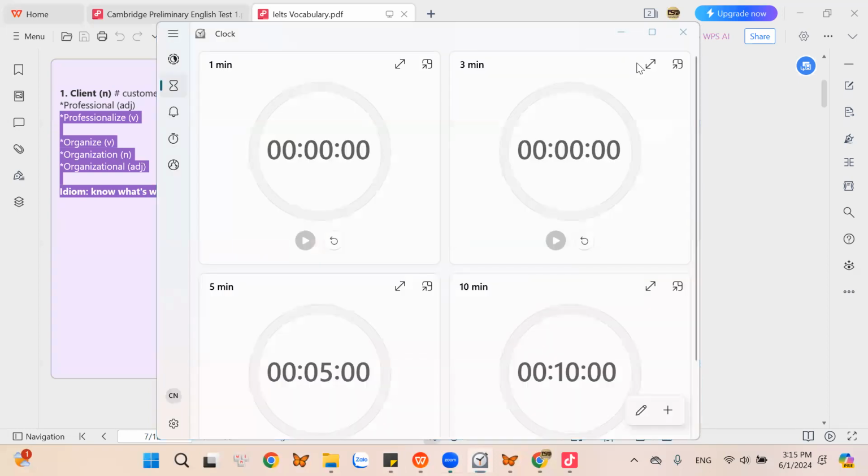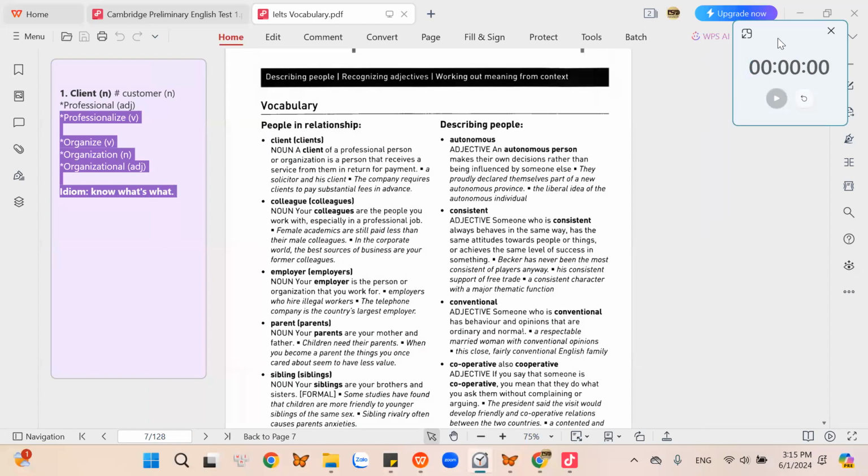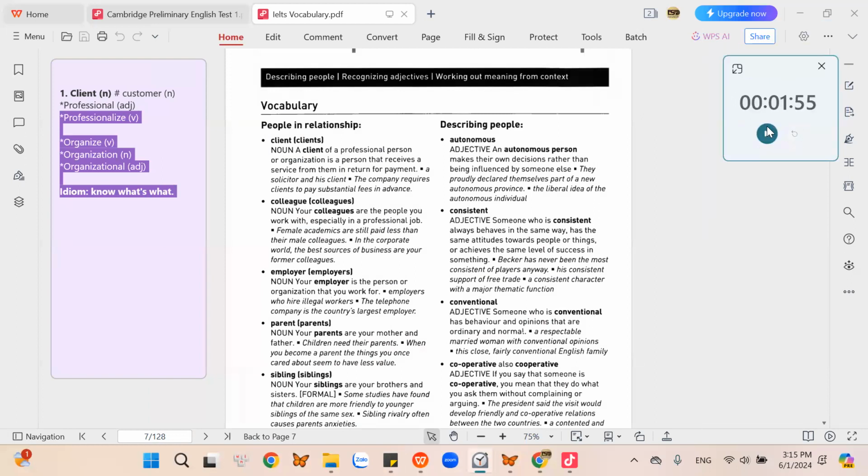Something is going on with the internet connection. Okay, guys, please be careful. These days, everything is going to be so wrong when it comes to internet. All right, so let's get started.